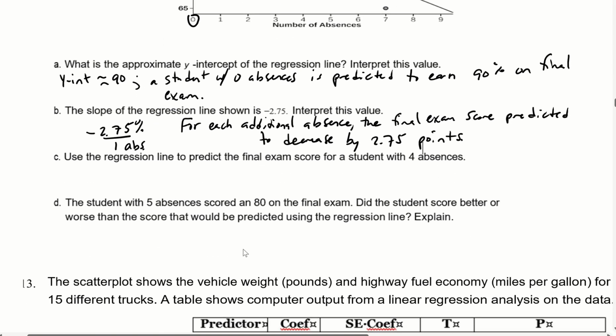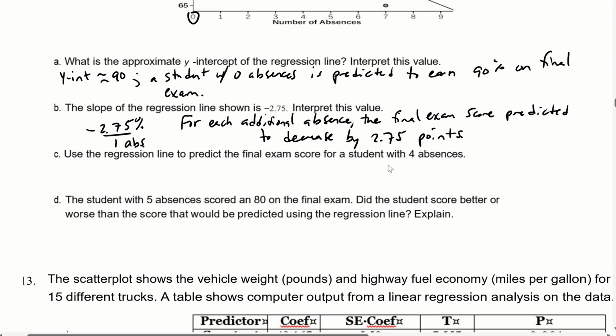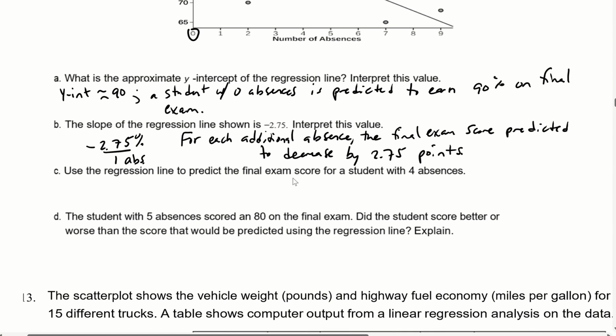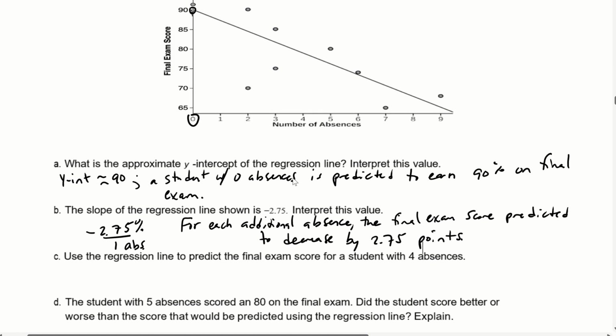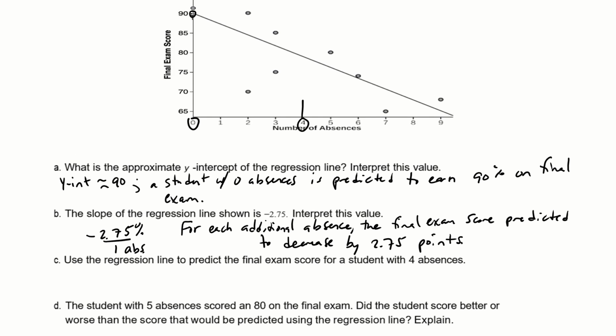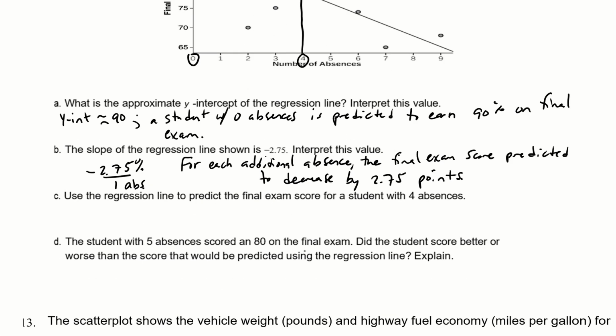All right, use the regression line to predict the final exam score for a student with 4 absences. Okay, so here's 4 absences. We're going to look that up here. So that looks to be around the 79%, I would say, probably 79%, right? Okay, so it's approximately 79%.